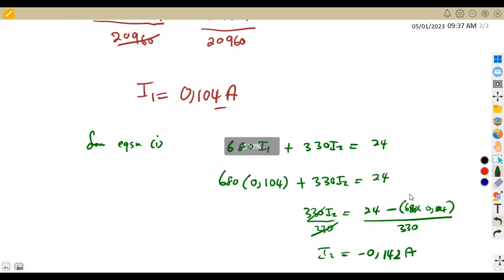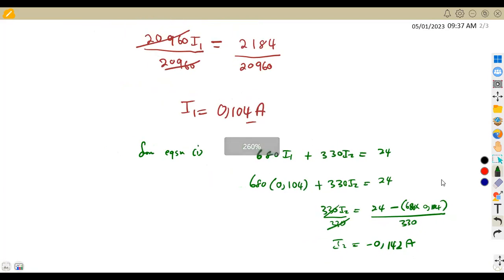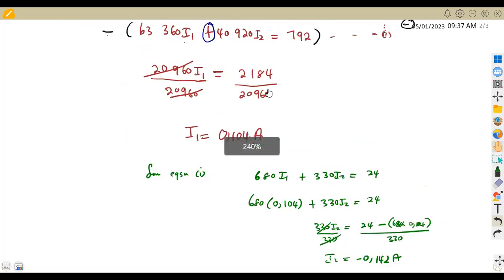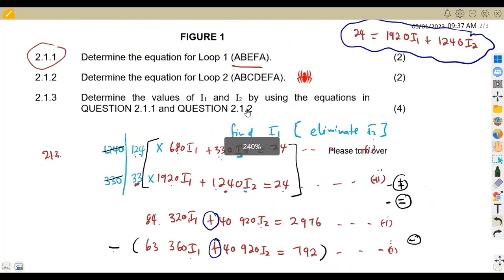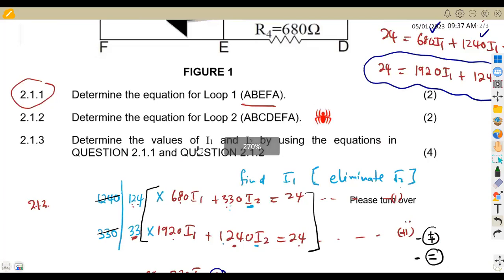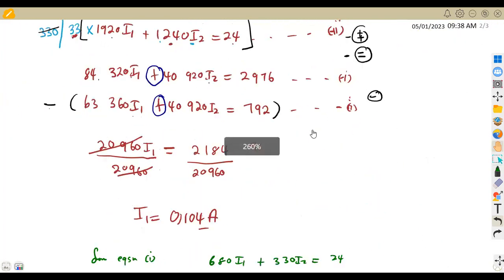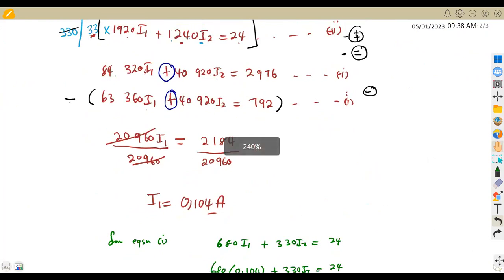So the negative is just for the direction that you are taking, but it does not even affect us at all. So these are the currents that we're being asked to calculate from all this part, from the equations that you had before. You work from those given equations so that you can solve for the other part that you're given. All right, so this is the first part of the question.